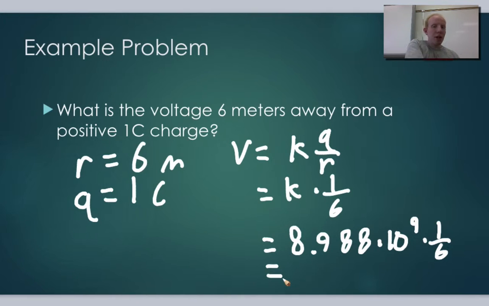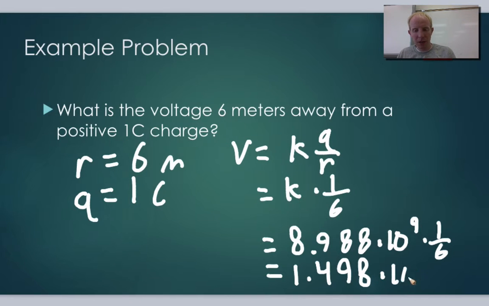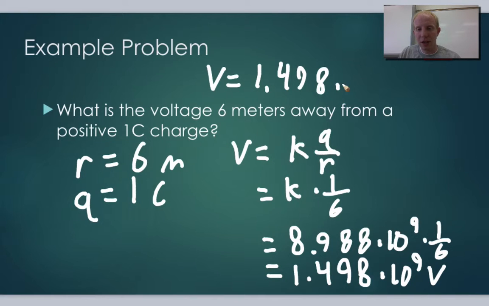Then when you multiply that out on your calculator, 8.988 times 10 to the 9th times 1/6, you get 1.498 times 10 to the 9th volts. Usually you won't see charges this big. You won't see 1 coulomb charges, so you won't see a 1 billion volt power source. But that's the voltage. So you can say V equals 1.498 times 10 to the 9th volts.